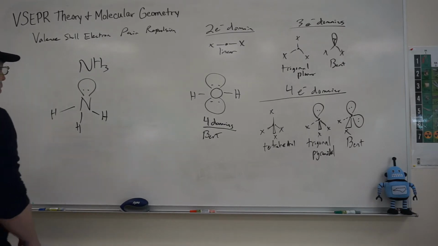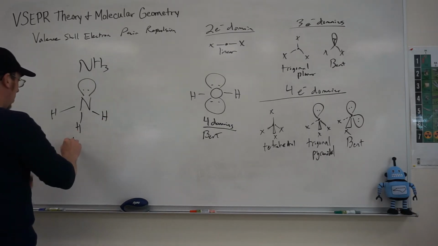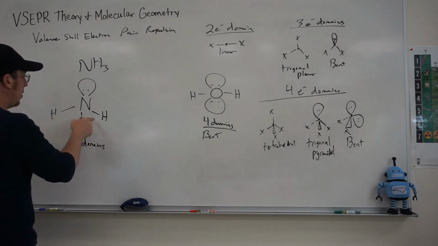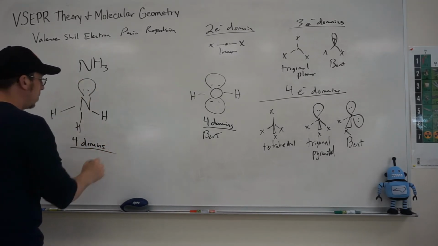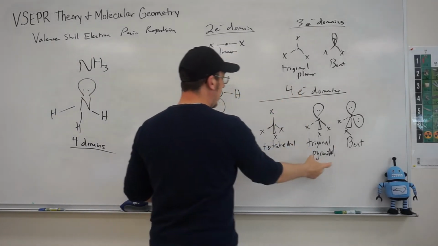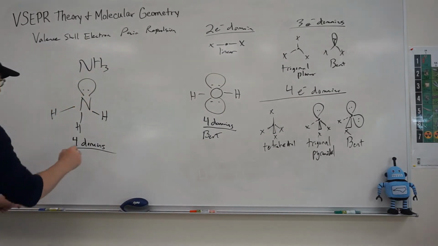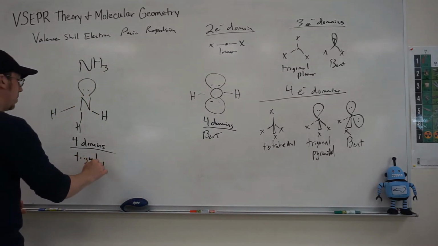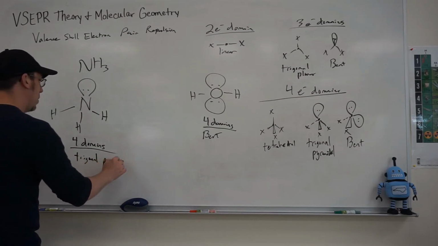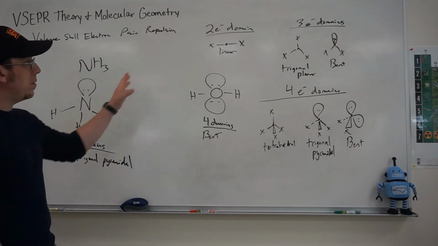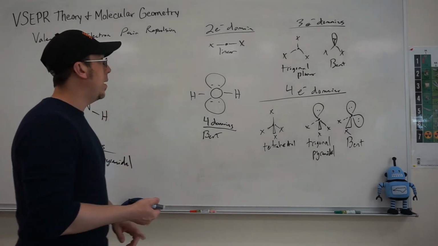Okay, so if you said 4 domains, you are correct. The 4 domains comes from the fact that you have 3 bonds and 1 lone pair. So we look at this in the 4 domain, and we find that the trigonal pyramidal matches up with its molecular geometry.